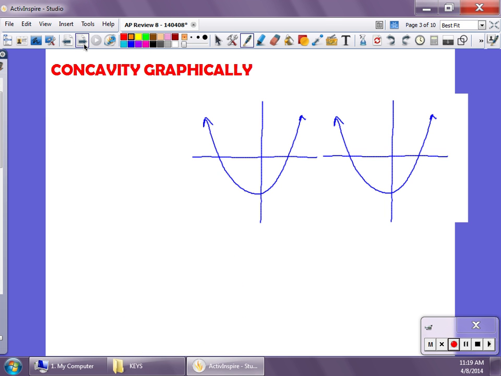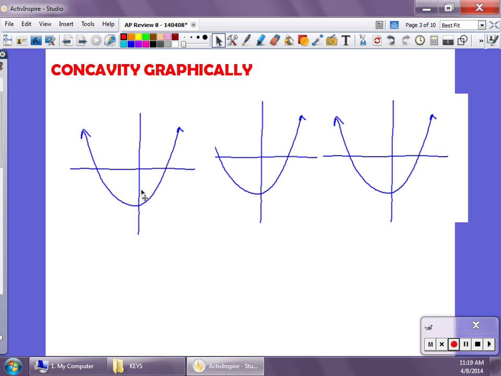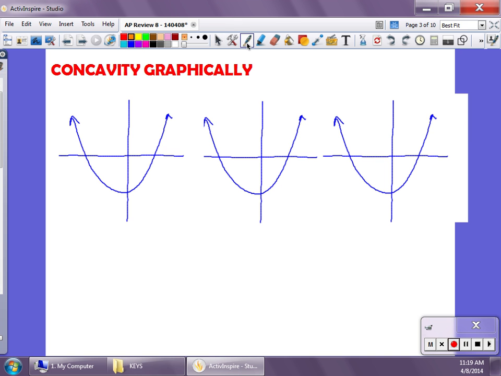Concavity graphically, I'm going to actually add in one more of these. So I did this. They're exactly the same graph, nothing special. And then we're just going to call the intersections right here, the x-intercepts, negative a and a. So you can call that negative a, you can call that a. Same thing for the other two. So they're all exactly the same.